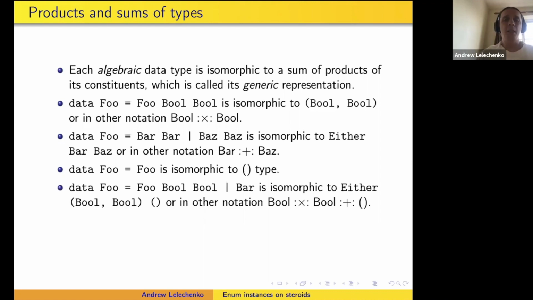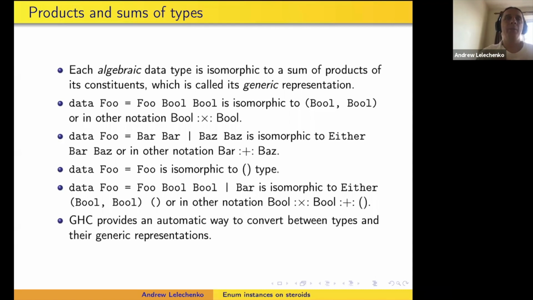And in more complex cases, as we discussed above, if our type has two constructors and the first one accepts two Bool fields as its payload, it's isomorphic to Either of a tuple of Bools or unit, or in another notation, a product Bool times Bool plus unit. So every Haskell algebraic data type is isomorphic to a sum of products. And a good thing about this, why it's important at all, is that GHC has an automatic way to convert between types and their generic representations as sum of products.